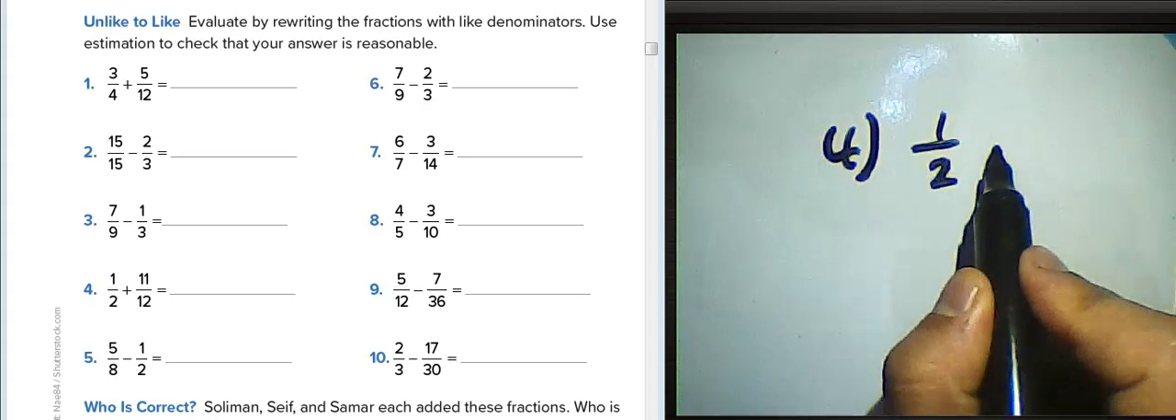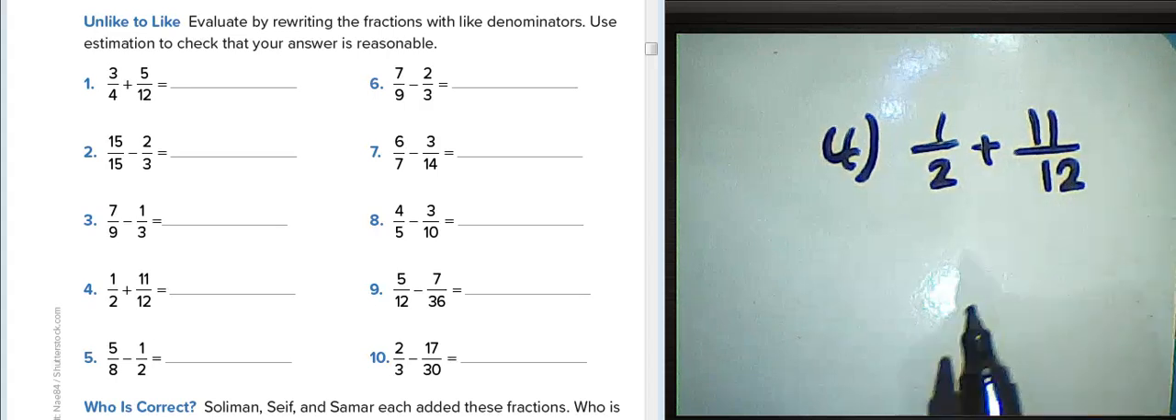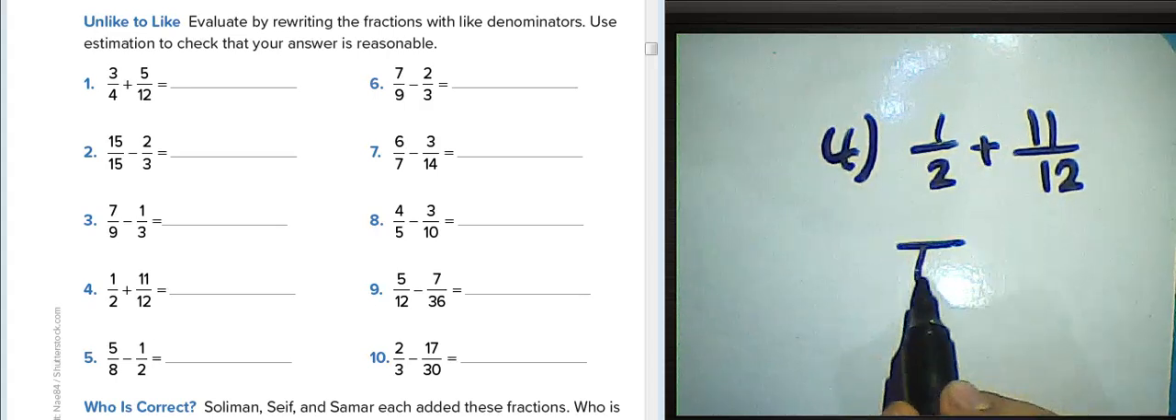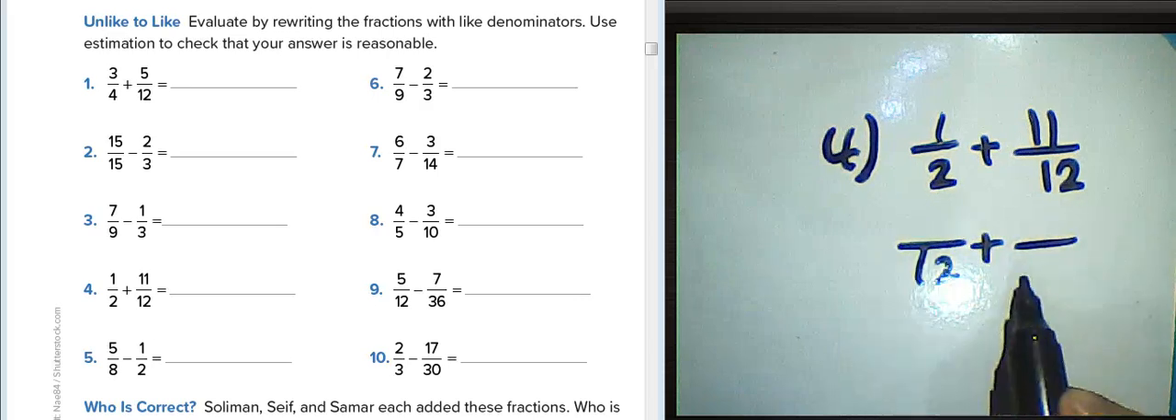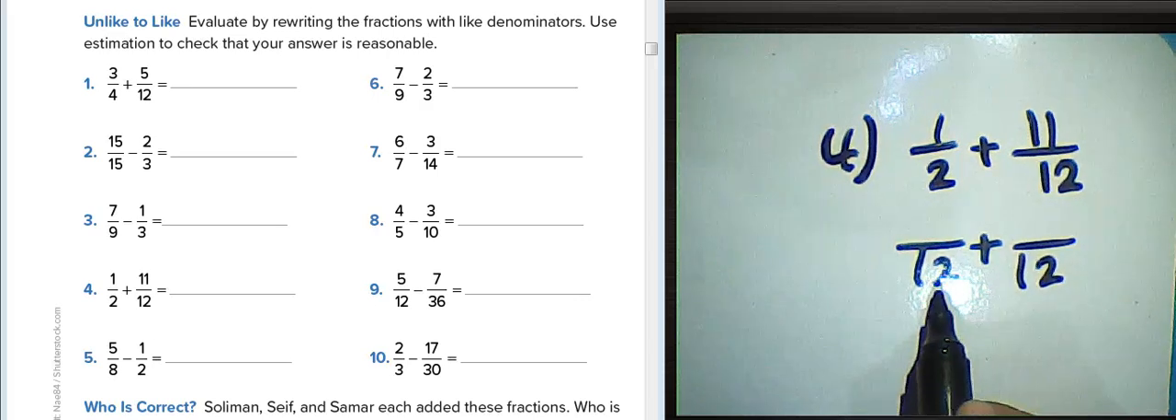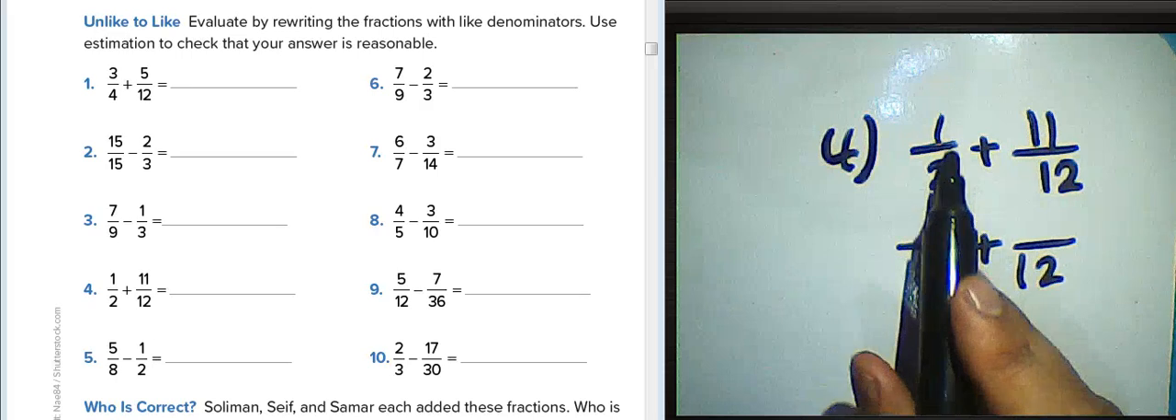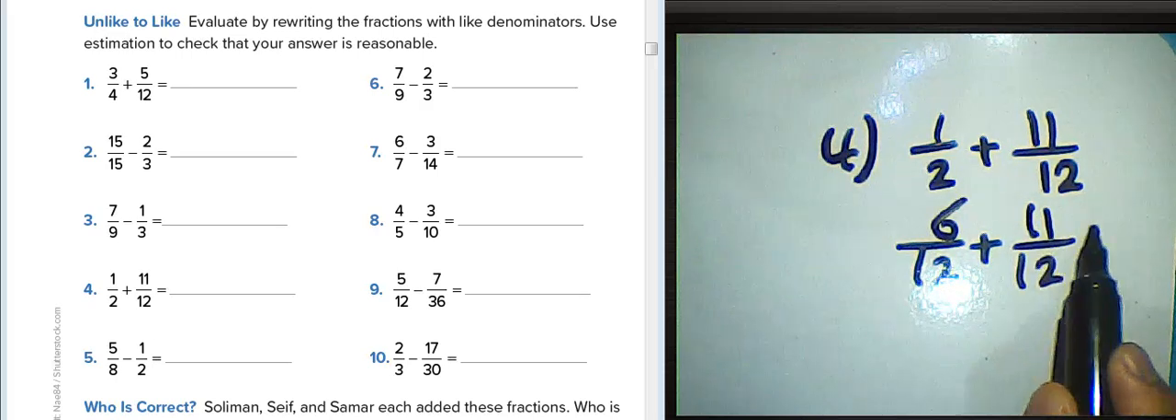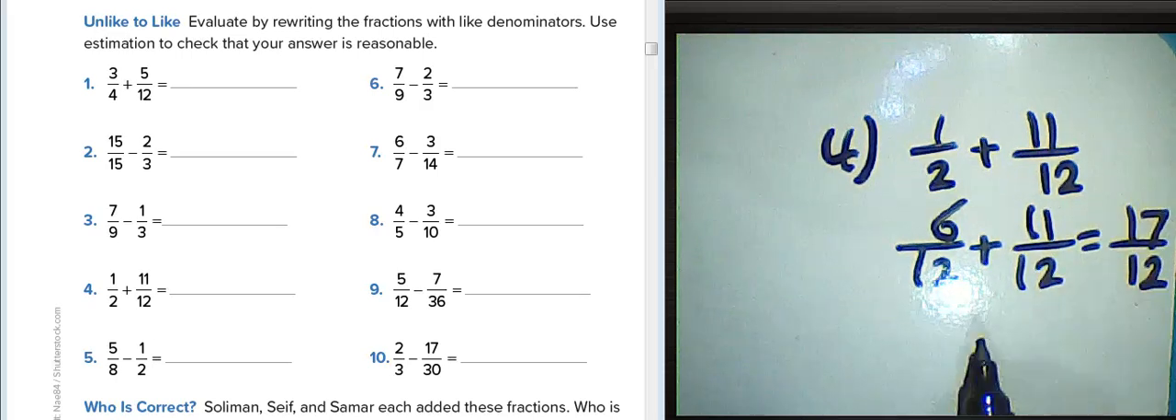1 over 2 plus 11 over 12. The least common multiple will be 12. 12 can be divided by 2, so we must write 12 in the denominator. 12 divided by 2 equals 6. 1 times 6 equals 6. And write the result here. It will be 17 over 12.